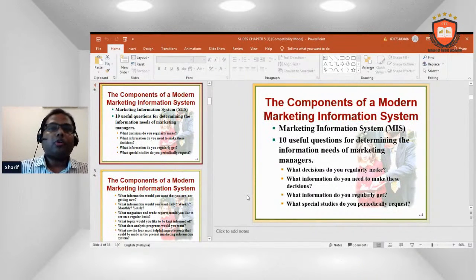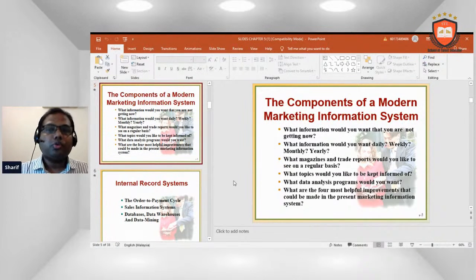The components of a modern marketing information system. We have the Marketing Information System, MIS. Ten useful questions to determine the information needs of marketing managers. What decisions do you regularly make? What information do you need to make these decisions? What information do you regularly get? What special studies do you periodically request?